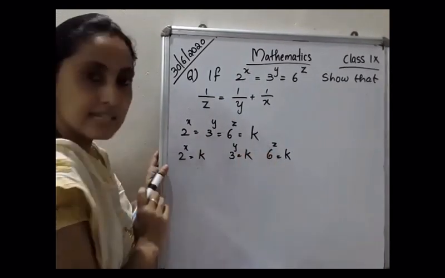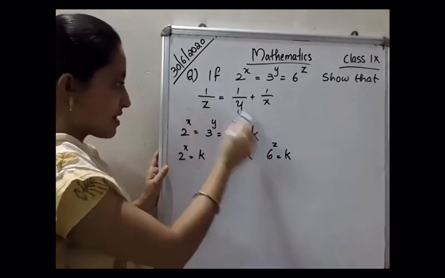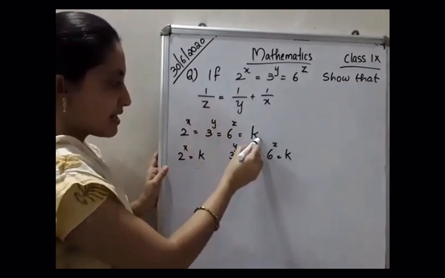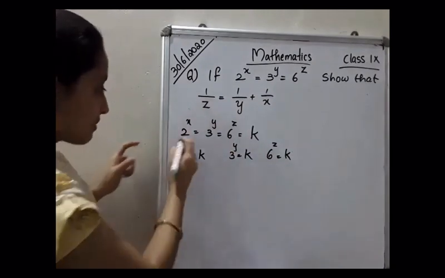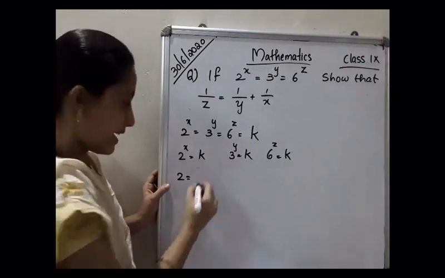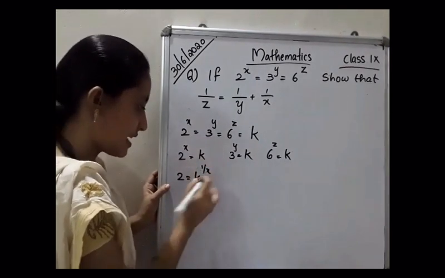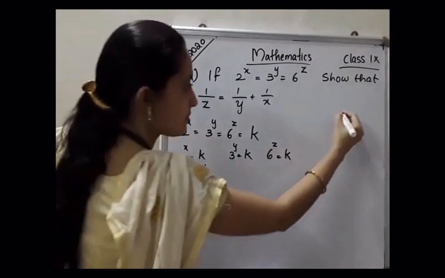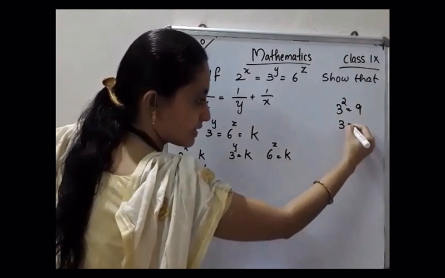Since all are equal, we can equate: 2 raised to x is equal to k, 3 raised to y is equal to k, 6 raised to z is equal to k. From this, how can we write 2? Yes, k raised to 1 by x. Once again listen here, 3 square is equal to 9. So 3 can be written, 3 is equal to what?